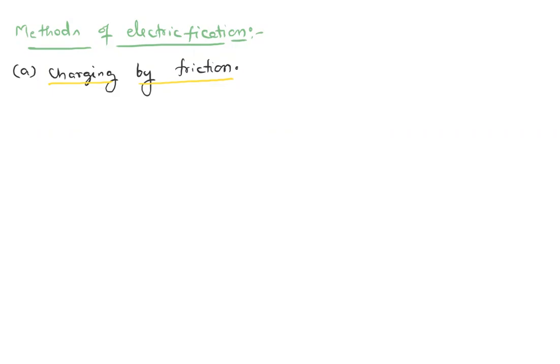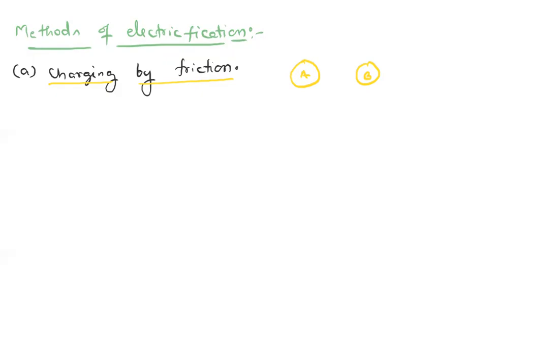Whenever two bodies are rubbed, suppose body A is rubbed with body B. Due to the frictional energy, that means some heat is generated, that energy is utilized to transfer electrons from one body to another body. Here, the body which loses electrons will behave like a positively charged body, just like we have discussed now. And the body which gains electrons will behave like a negatively charged body.